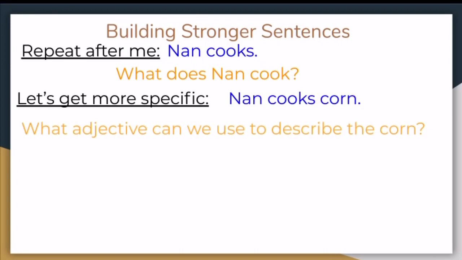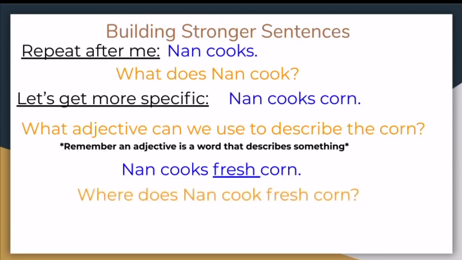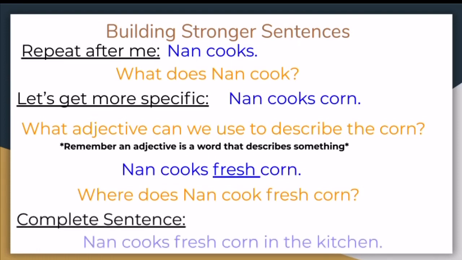What adjective can we use to describe what type of corn Non cooks? Let's continue to build on our sentence with an adjective. Remember, an adjective is a word that describes something. Non cooks fresh corn. Where does Non cook fresh corn? We can build a sentence by describing where an action takes place. So our complete sentence would be, Non cooks fresh corn in the kitchen.